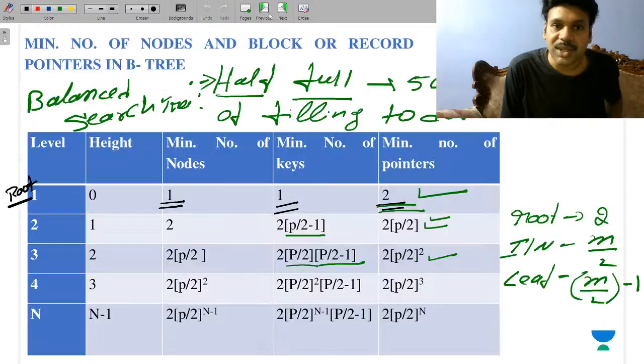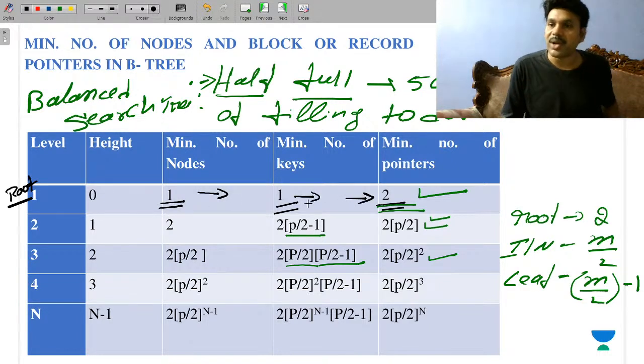Because please observe carefully, our root has to start with one node, with one key, with two block pointers. When there are two pointers, you're supposed to have only one key.